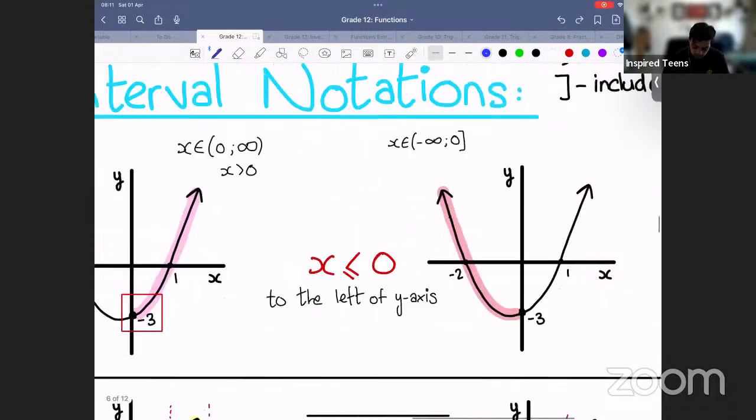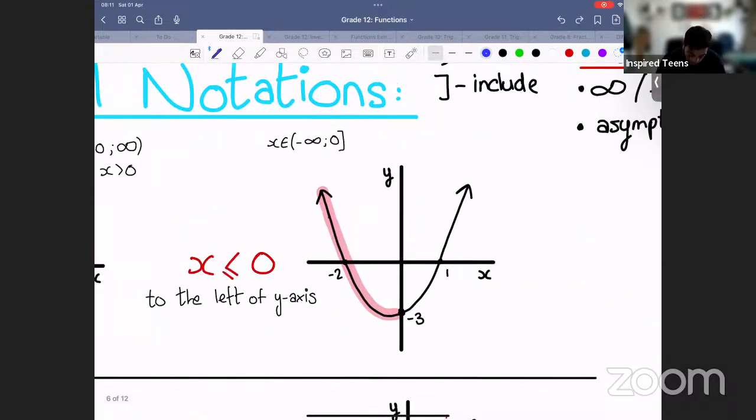Okay, so we're going to do it in terms of interval. Again, it's the same thing, and it's really easy, but to get the understanding down, it's important for us to understand it, right?